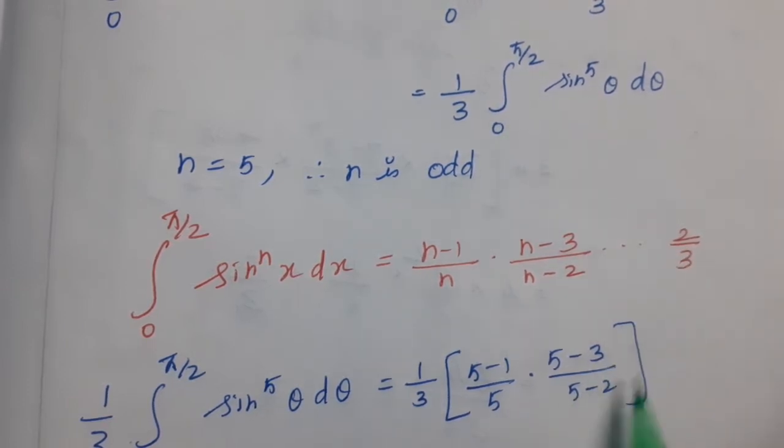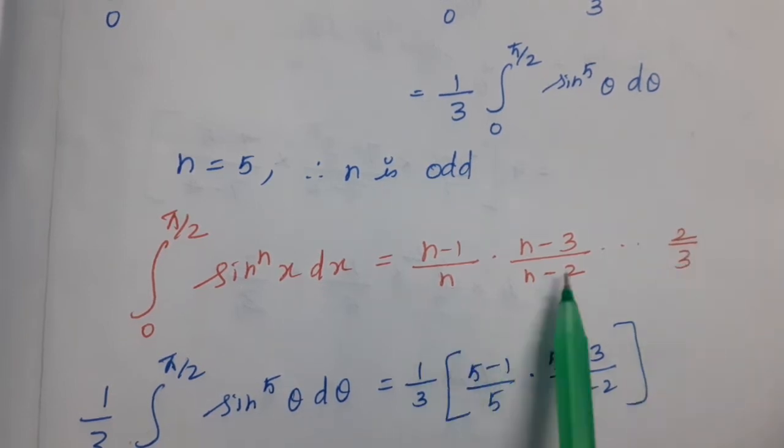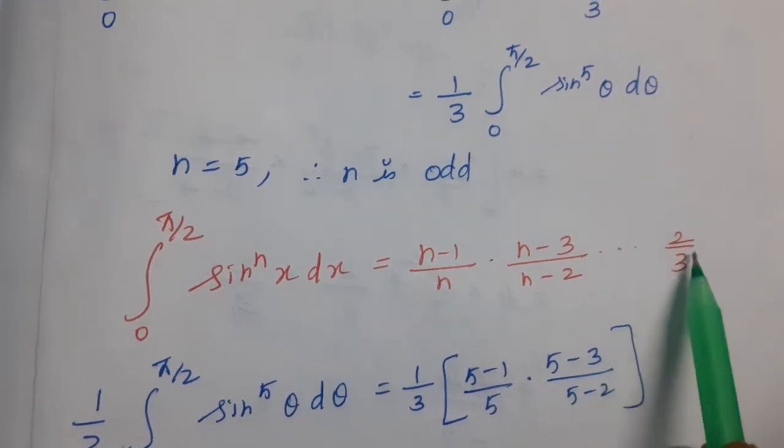5 minus 2 is what? 3. We stop at the answer ending with 2 by 3, so only 2 steps are enough for you. 5 minus 1 by 5, 5 minus 3 by 5 minus 2, because the last number is last in the formula.